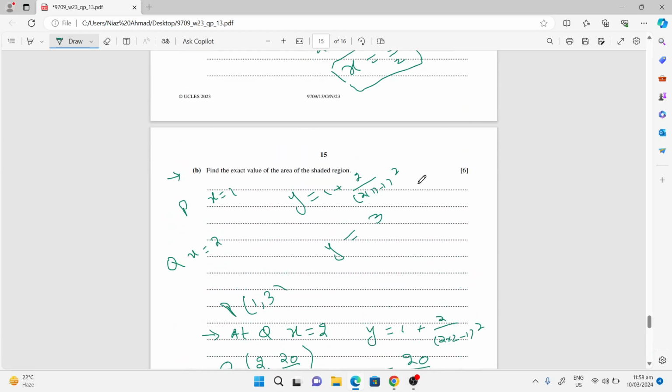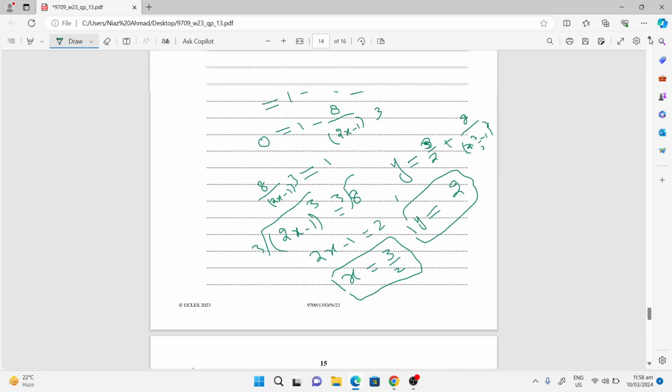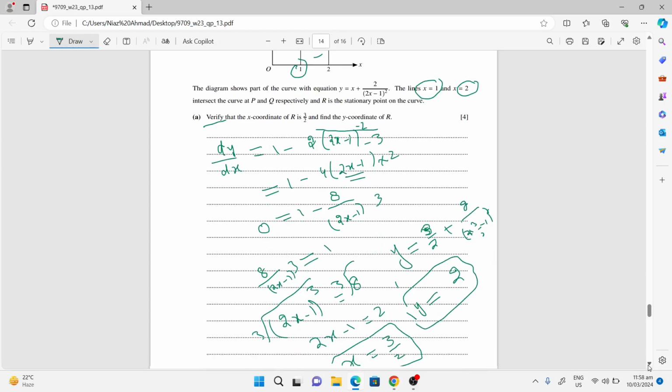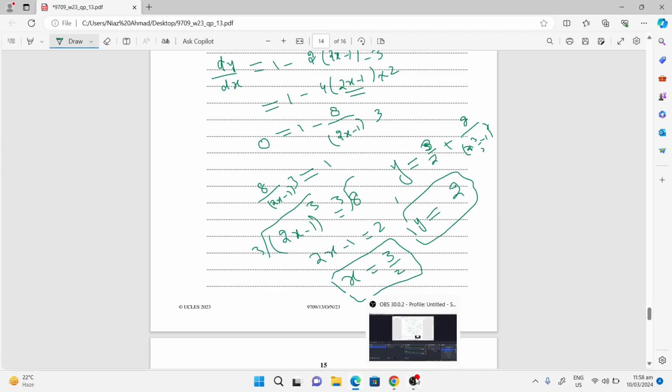So this was the last part of this paper, part B of the question: find the exact value of the area of the shaded region. Two points were given: the lines x equals 1 and x equals 2. These x1 and x2 are the limits, and we use the concept of integration with limits. So we proved it and got the area. We verified that the x coordinate of capital R is 3 by 2, so we are done over here.